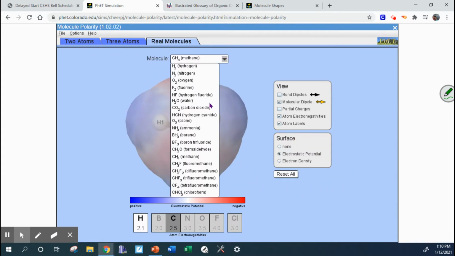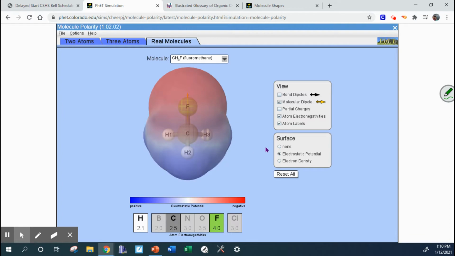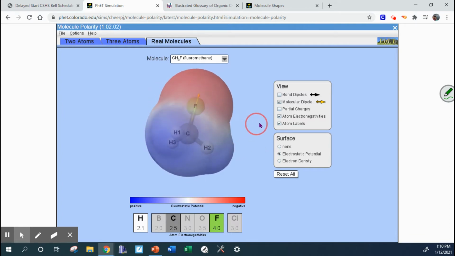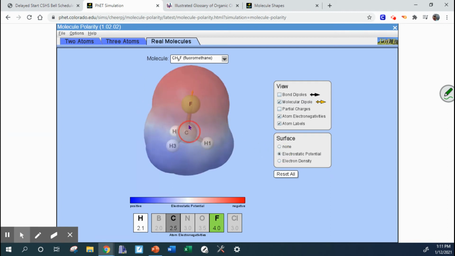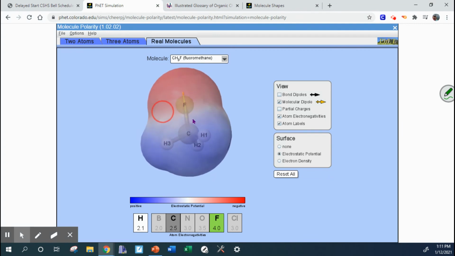Now, what if we change one of those hydrogens to a fluorine? Well, you can see a couple of things. Fluorine is very electronegative. It's going to rip electrons away. So the bond dipoles are pulling toward the carbon in the center, except the carbon is being pulled away by the fluorine. But you'll notice that now I have an overall molecular dipole because of fluorine. The sharing of electrons is unequal, which means we have a polar molecule.